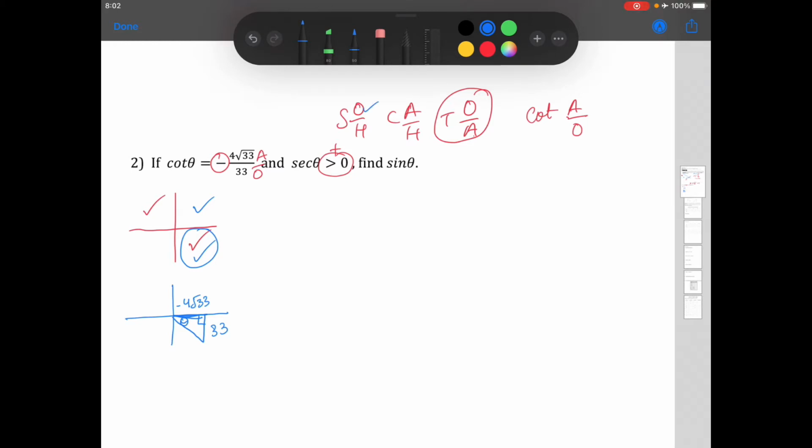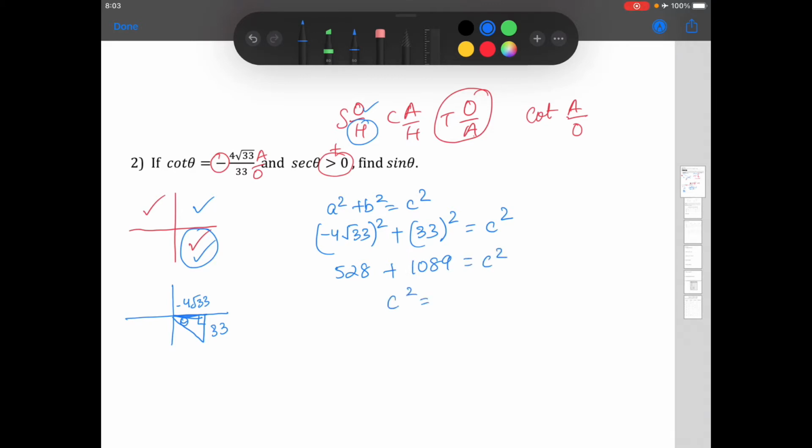I already know my opposite, but I don't know my hypotenuse. So what I'm going to do is use my Pythagorean theorem. So a squared plus b squared equals c squared. It doesn't matter which one you pick. Plus 33 squared equals c squared. So I get 1089. Oh, 528, not 1089, is the other one. You can put that in the calculator. Make sure this is going to be a positive number. So 528 plus 1089 equals c squared.